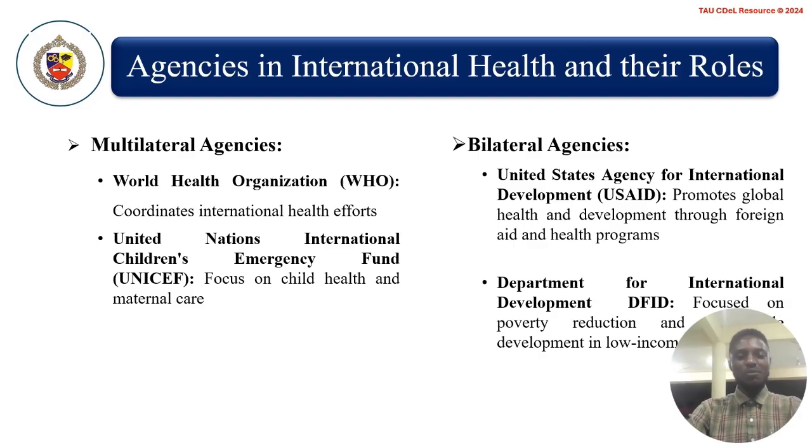Examples of bilateral agencies include the United States Agency for International Development, USAID. What this agency does is that it promotes global health and development through foreign and health programs. Another example of a bilateral agency is the Department for International Development, also known as DFID, which focuses on poverty reduction and development in low income countries.